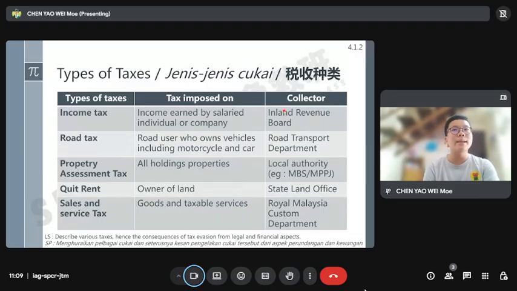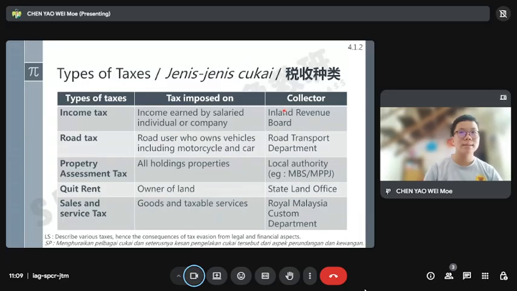Okay, first is income tax, cukai pendapatan. Pendapatan yang diperolehi oleh individu atau syarikat bergaji. And this income tax will be collected by Lembaga Hasil Dalam Negeri. Road tax, the tax imposed on pengguna jalan raya yang memiliki kenderaan termasuk motosikal dan kereta. And road tax will be collected by the Road Transport Department.